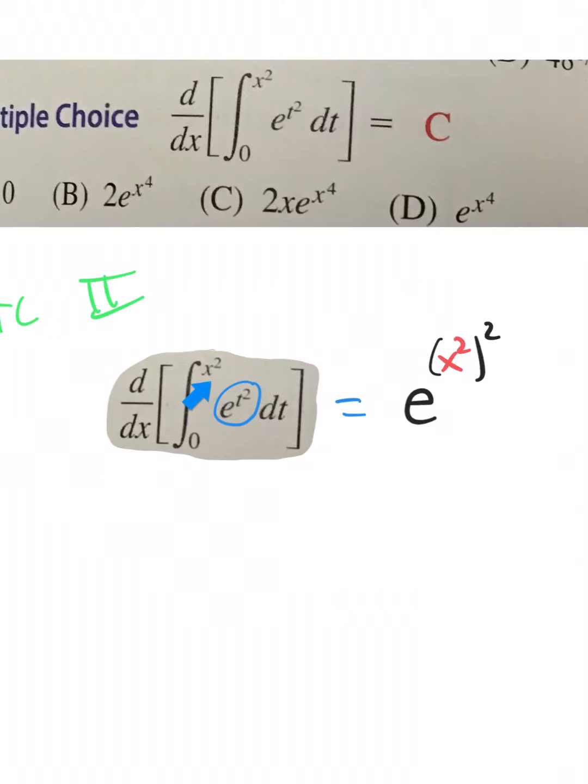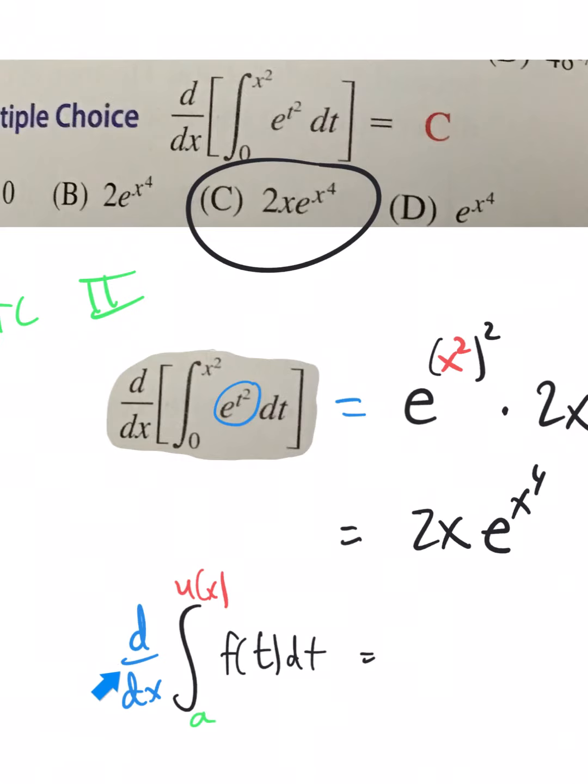So once we input x squared in for t, don't forget about the chain rule. The derivative of x squared is 2x. So that's it. We have 2x times e to the power of x squared, which is x to the 4th. And that's how we get our choice C.